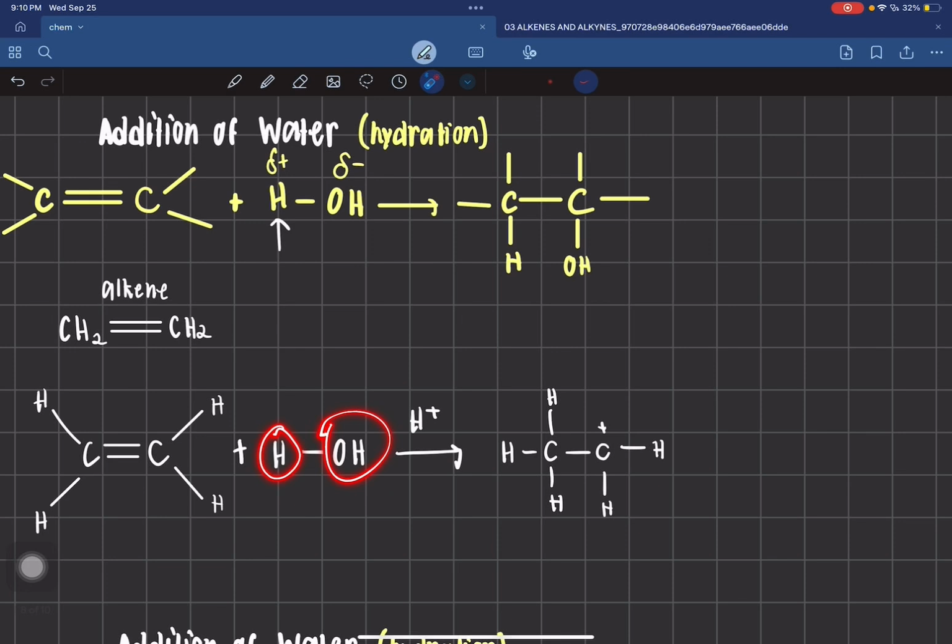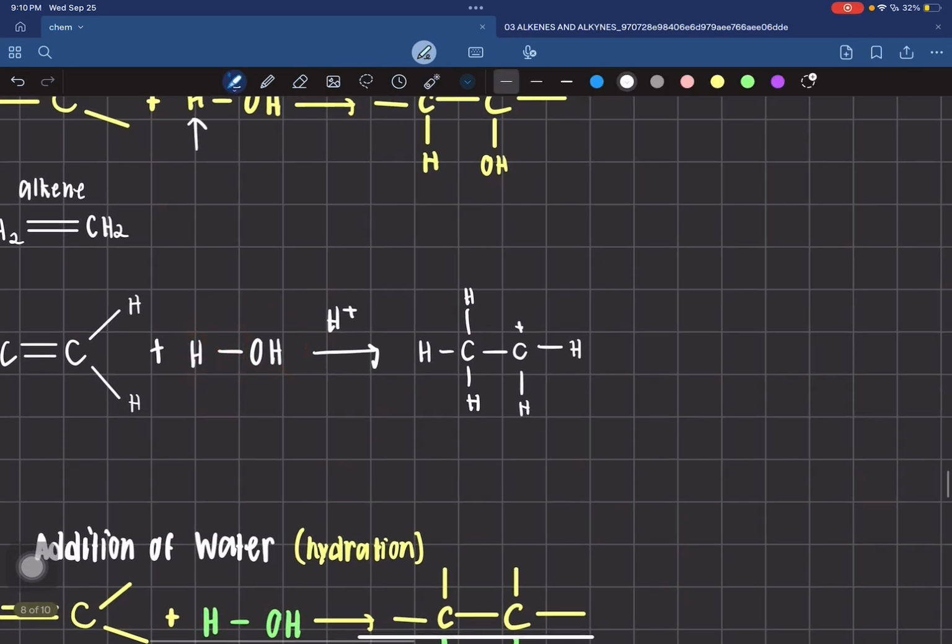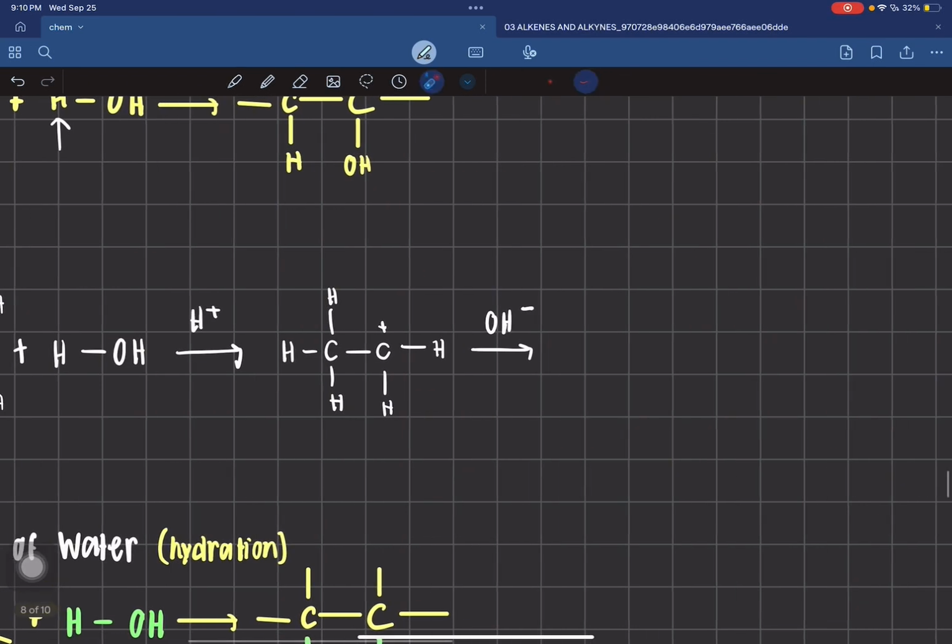So, si hydroxide naman. Okay? So, let's now add our nucleophile. OH. So, naturally, since this is negative, magiging attracted siya dito sa positive, sa carbocation natin. So, doon siya magbabond. Alright? Let's illustrate that here.